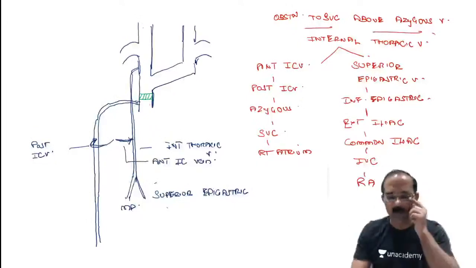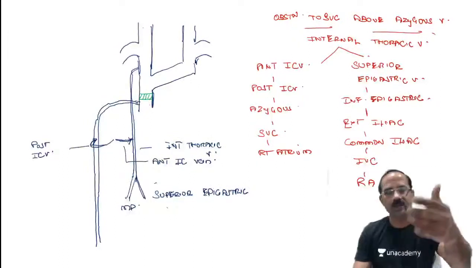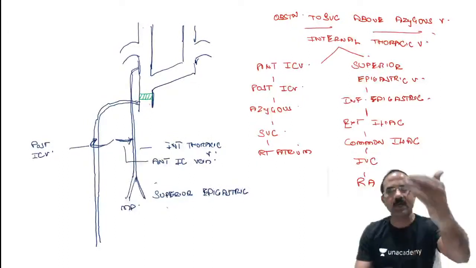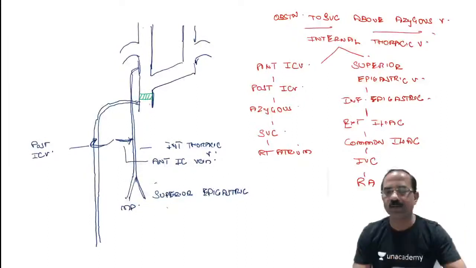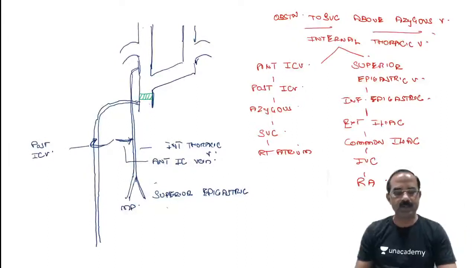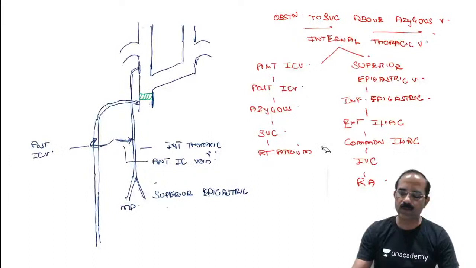Oh, there's one more way. From the internal thoracic vein, the blood goes straight down. What's that? The superior epigastric, then the inferior epigastric, external iliac, common iliac, IVC and the right atrium. Is this clear to all of you? This is one obstruction. Now see the second obstruction.